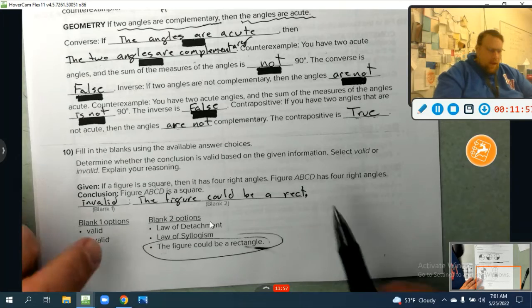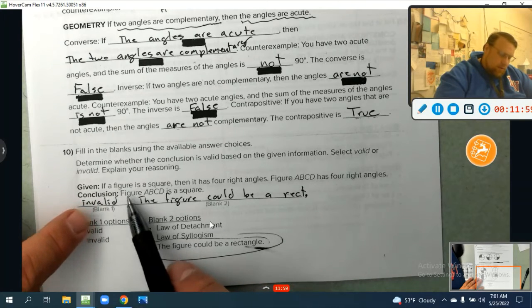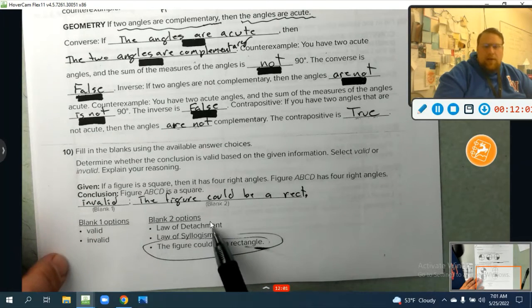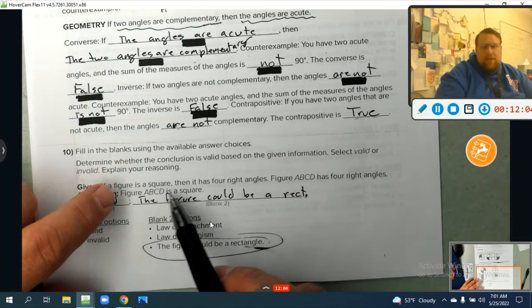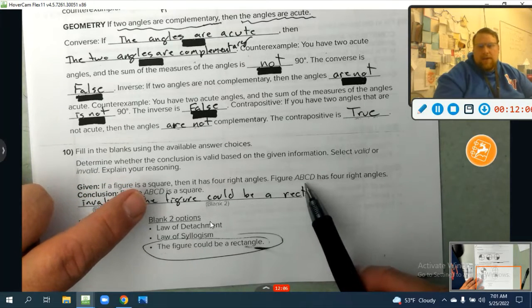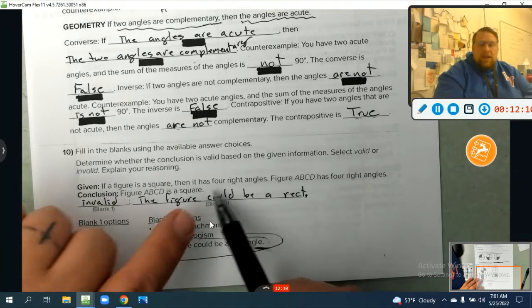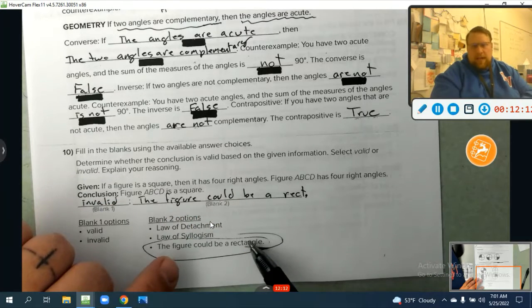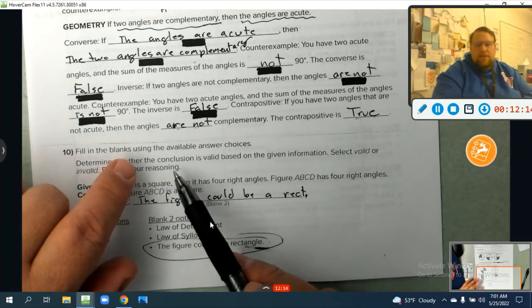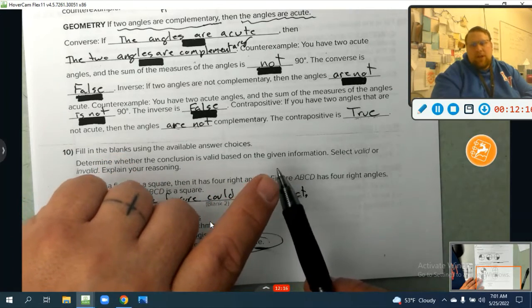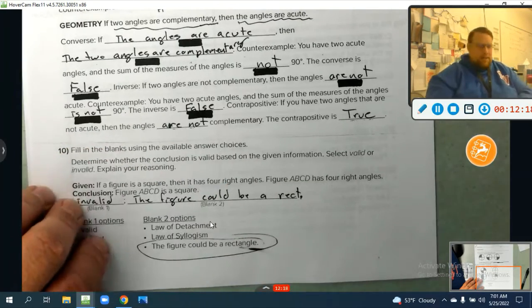All right? Now, it's important to note that this was trying to use the law of detachment. If it would have said, if a figure is a square, then it has four right angles, and this last statement would have said, figure ABCD is a square, we could then conclude that it has four right angles by the law of detachment. The hypothesis validates the conclusion, but the conclusion does not validate the hypothesis. That's how it works.